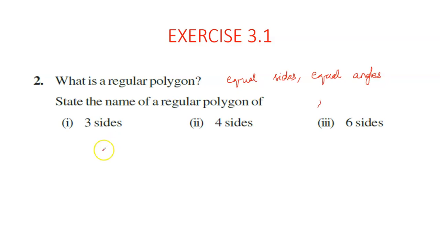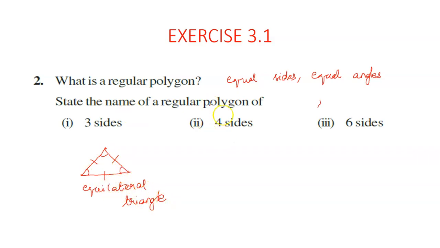So three sides means we can say an equilateral triangle. So equilateral triangle is the answer for 3 sides. We have to state the name of the regular polygon. Here all the 3 sides are equal, all the 3 angles are equal. Okay, so the example is the equilateral triangle.